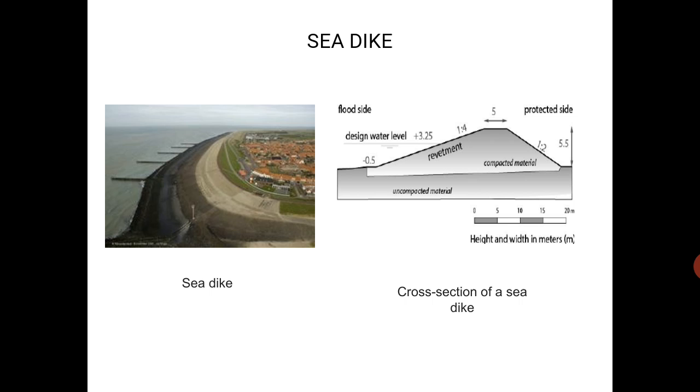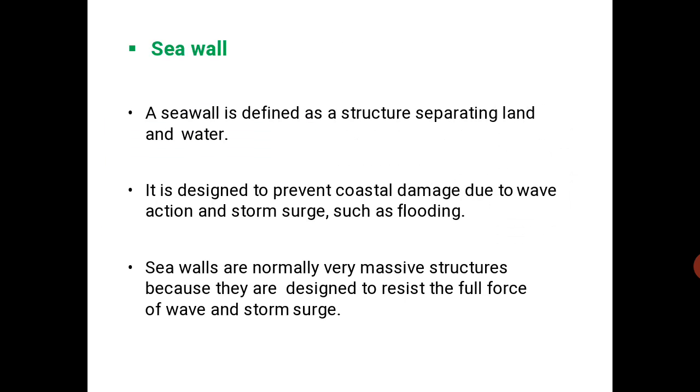Sea wall. A sea wall is defined as a structure separating land and water. It is designed to prevent coastal damage due to wave action and storm surge, such as flooding. Sea walls are normally very massive structures because they are designed to resist the full force of wave and storm surge.